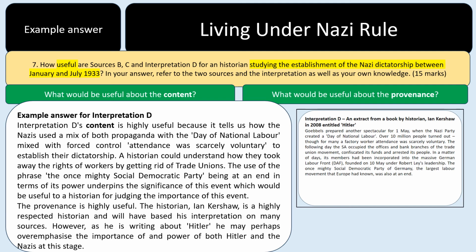One of the things you might find for the interpretations is that it can be quite difficult to say lots of sensible things about provenance, so don't just guess things. But if you do know something about Ian Kershaw and you conclude something from the book title, then that is an example of some relevant analysis of the provenance of an interpretation. But it is fine just to focus on the content if you can't think of anything relevant. As we said before, avoid those generic analyses, such as it was written a long time after the event, it's written in 2008 so maybe more sources have come out. That kind of analysis is not going to get you any marks.